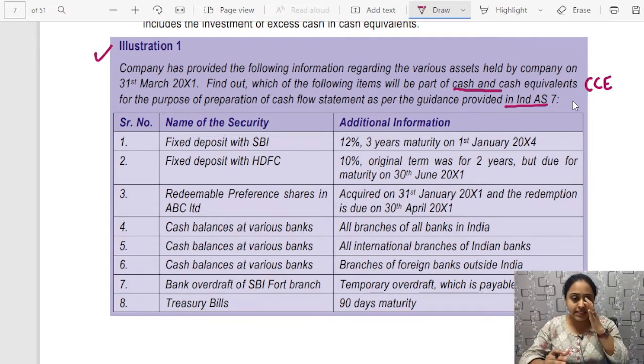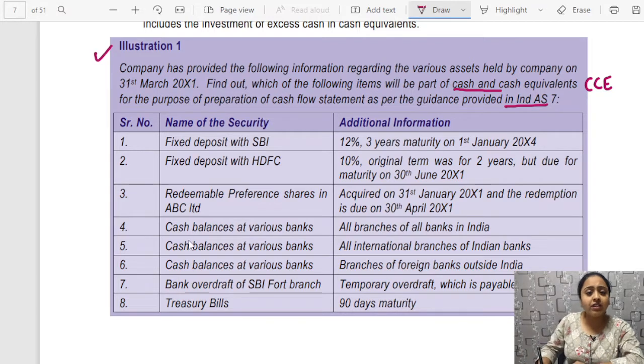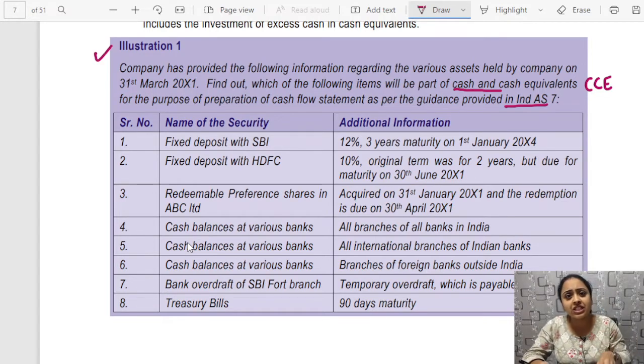So let's see. We'll mark over here. Later the answer part is also given. You can refer to that as well. Even being a professional, please watch this video because this will give you a better understanding of Ind AS 7. While applying Ind AS 7 on particular transactions and amounts, you will be in a better position to understand which item should be treated specifically according to Ind AS 7.